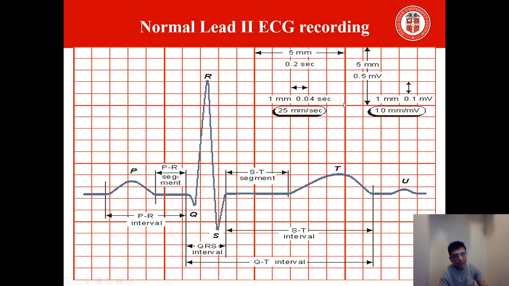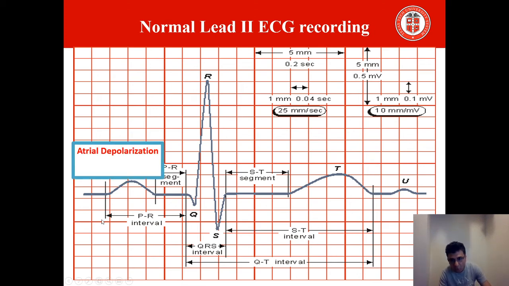Now, on the y-axis, this small square is equal to 0.1 mV, or 0.1 millivolt. Which means if you have 1, 2, 3, 4, 5, and 5 more, then it will be 10 mV, or 1 volt, or these 5 constitute 0.5 millivolts.